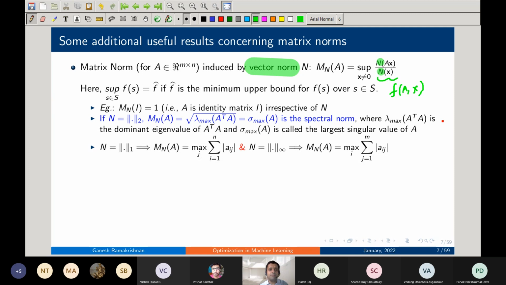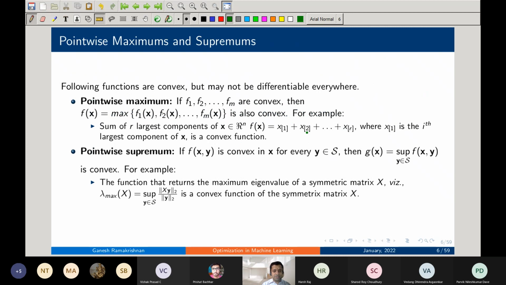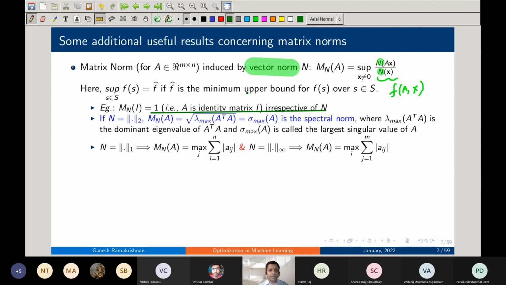But what is the intuition? For example, if the argument is the identity matrix, the norm is always going to be 1. Why? Well, N(Ix) is always N(x), and N(x) divided by N(x) is always 1. So this should be clear, irrespective of N. But let's look at non-trivial cases. The 2 norm, which is exactly what we dealt with in the previous slide. So the 2 norm of A is lambda max of A transpose A, the spectral norm, the dominant eigenvalue of A transpose A.